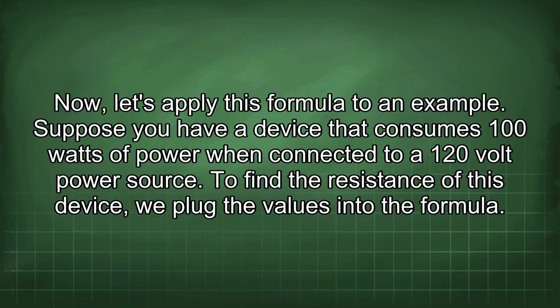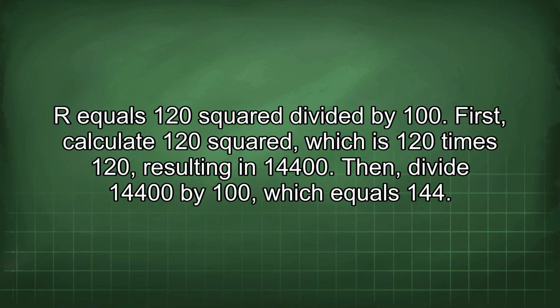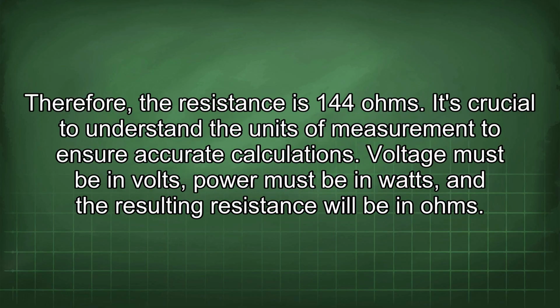Suppose you have a device that consumes 100 watts of power when connected to a 120 volt power source. To find the resistance of this device, we plug the values into the formula. R equals 120 squared divided by 100. First, calculate 120 squared, which is 120 times 120, resulting in 14,400. Then, divide 14,400 by 100, which equals 144. Therefore, the resistance is 144 ohms.